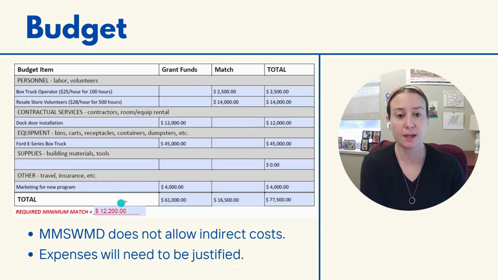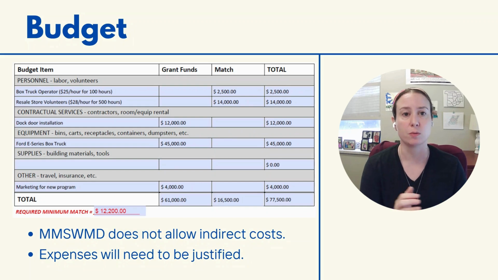For equipment, the Ford E-Series box truck, you don't have to necessarily have a formal bid or anything for that, but maybe you have found on a website, maybe an auction site, similar vehicles that would fit this need, or maybe this exact box truck, or maybe one that's a year newer or a year older, and you can show that the $45,000 is within the expected costs.